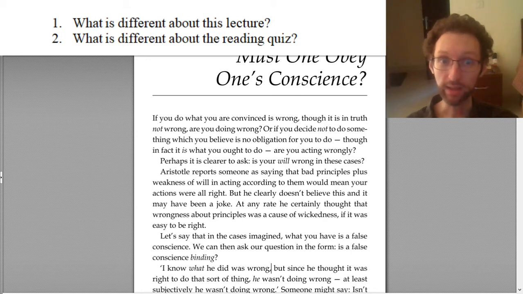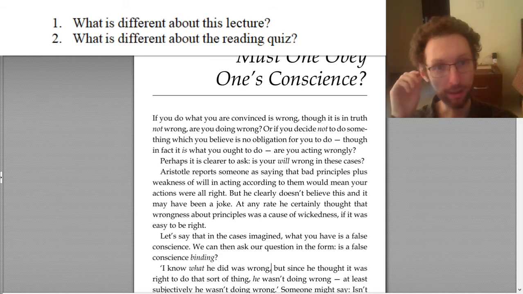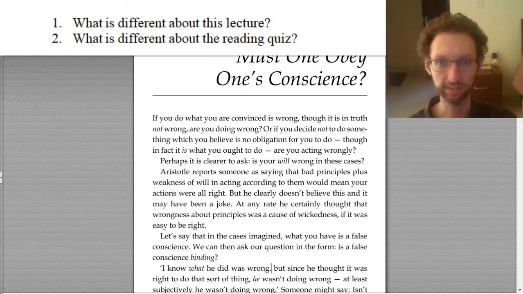Basically, the only way to understand what those two sentences say is to read them very, very slowly, word by word, read them multiple times, and think really hard about what she is saying. Try to figure out what ideas she's talking about. She starts off saying, if you do what you are convinced is wrong, though it is in truth not wrong, are you doing wrong?